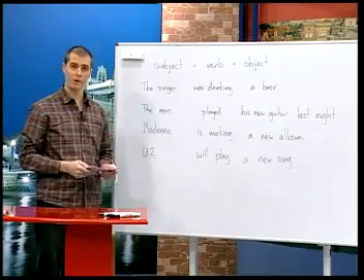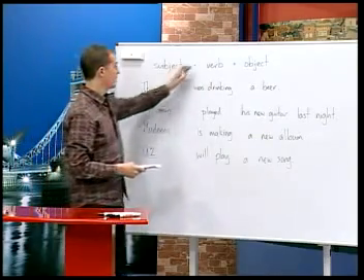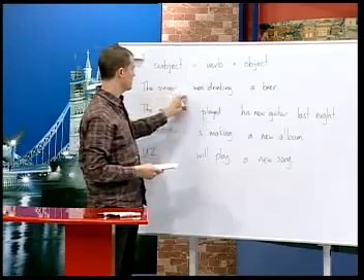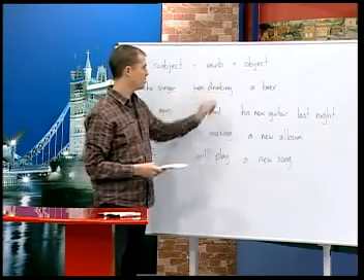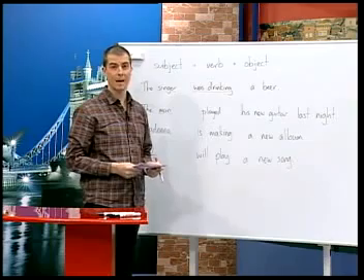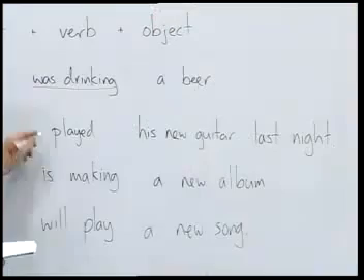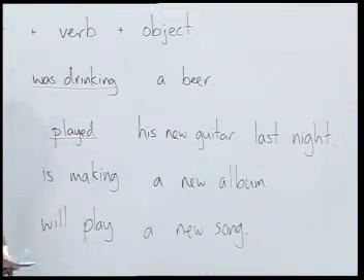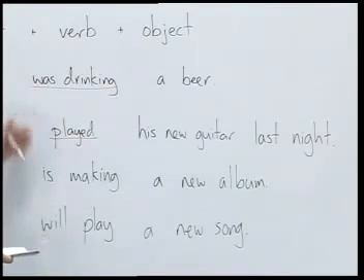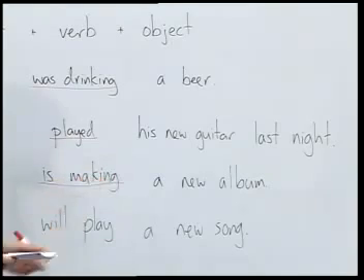Now let's look at the verbs. In the first sentence, the singer was drinking is the verb, past continuous. The second sentence, the man played his new guitar last night, past simple. In the third sentence we have is making, present continuous. And the final sentence, will play, future tense.